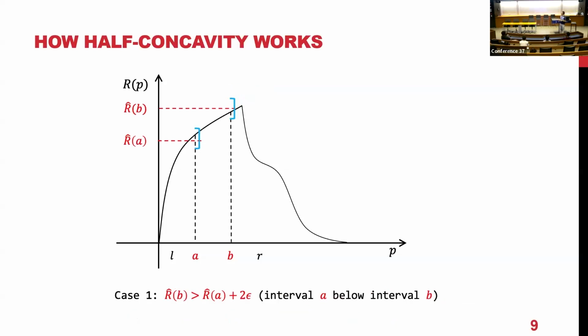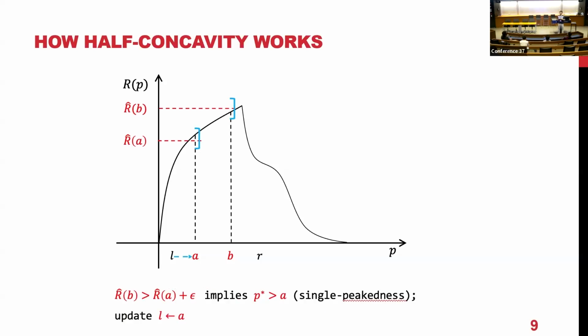The first case is that the two confidence intervals are disjoint. I'm using the case that interval A is below interval B as an example, and the case that interval B is below interval A should be symmetric. So if we are in the case that the two intervals are disjoint, then we already know that the value of RA should be lower than the value of RB. And recall that the revenue curve itself is single peaked. This is sufficient for us to learn that P star should be at least greater than A.